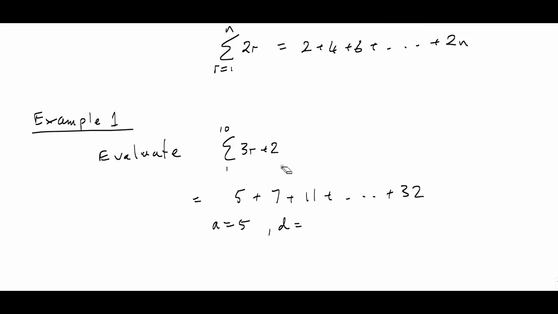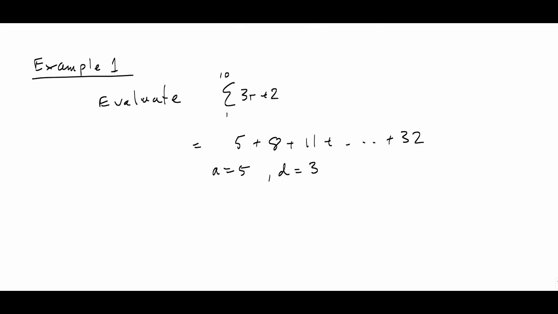Okay, made a mistake here. Of course, it should be the second term, r is 2, 3 times 2 is 6, plus 2 is 8. So correct that. And d is 3, of course. And we can see that 3 from the 3 and the 3r, in fact. We have 10 terms. r is 1 to 10.